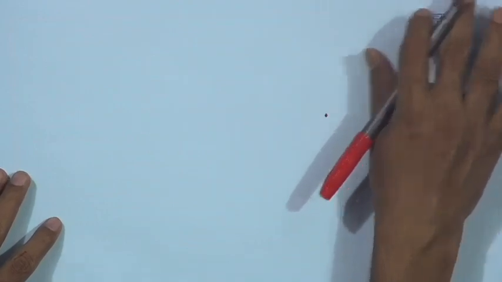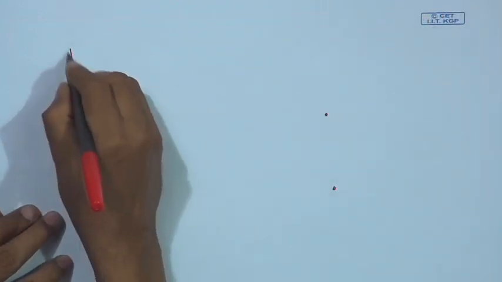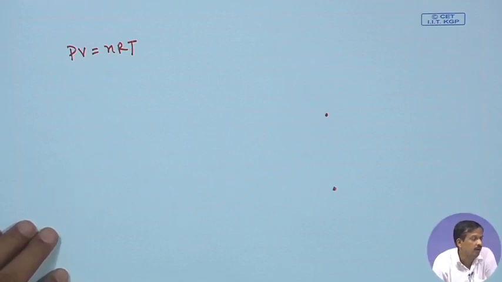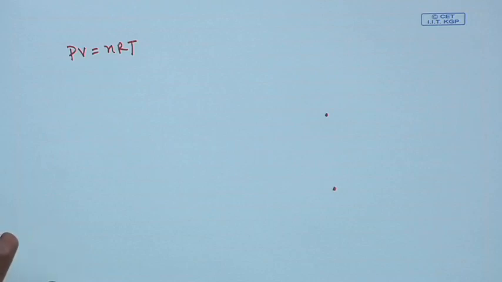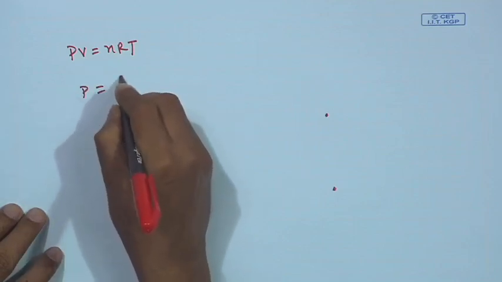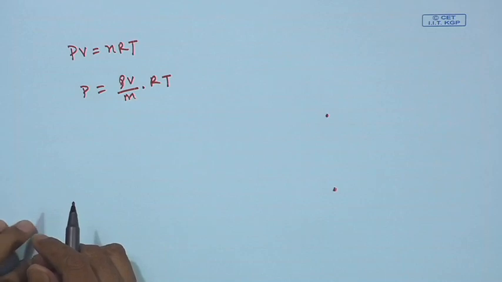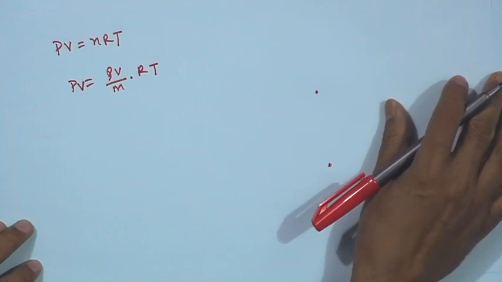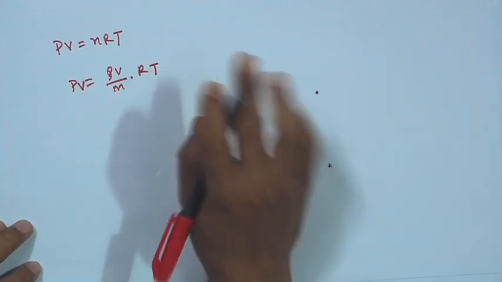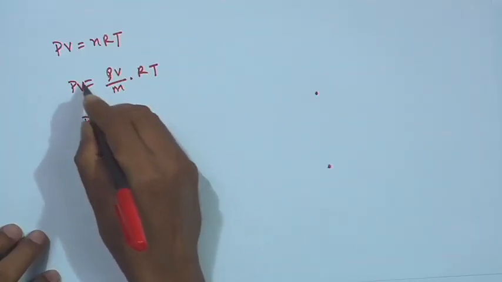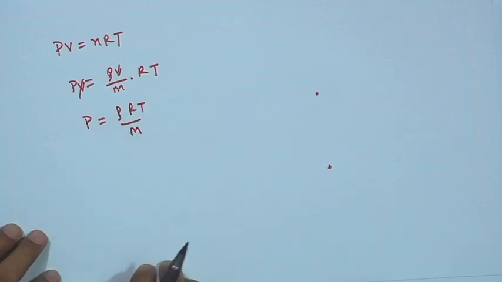Now I come to the gas law. What does the gas law say? P V is equal to N R T. N is moles of air, R is the gas constant, T is the temperature in Kelvin. That is the adiabatic gas law, I can say. Or I can say P V is equal to rho V divided by m into R T, where rho is the density, V is the volume, m is the molecular weight of the air, and R and T are as before. So P V is equal to N R T and P V is equal to rho V by m into R T. Now, rho V cancels, so P is equal to rho R T divided by m.